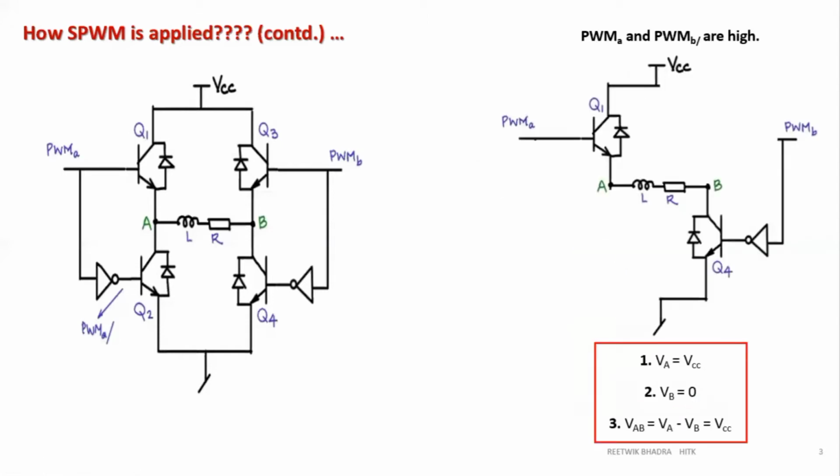Now, next condition. The second condition that will exist is when PWM A is high and PWM B bar is high. That means PWM B is low. So, if you can see in the diagram, if PWM A is high, which switch will be on? Q1. Now, if PWM B is low, obviously Q3 will be off, and PWM B bar, which is given to Q4, will be high. So Q4 will be on. Since PWM A is high, Q1 will be on, and PWM A bar will obviously be low. That means Q2 will be off.